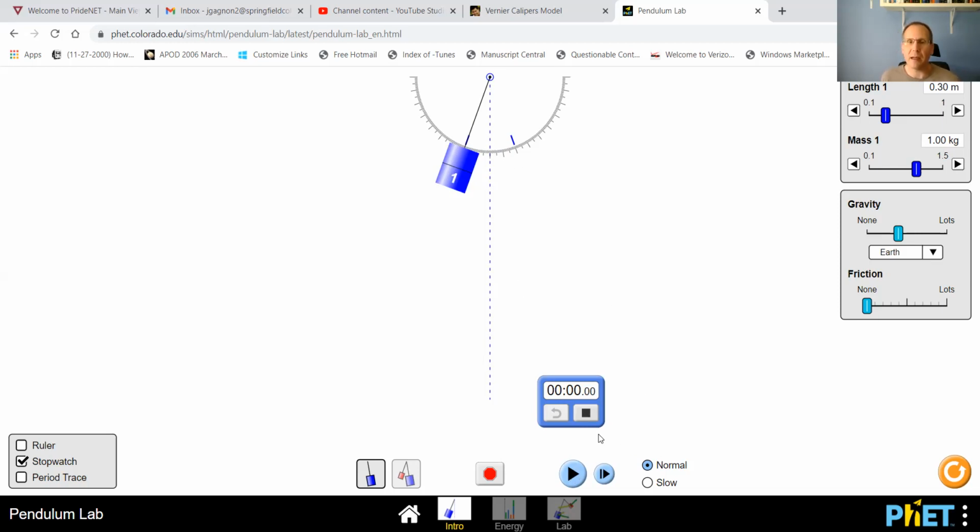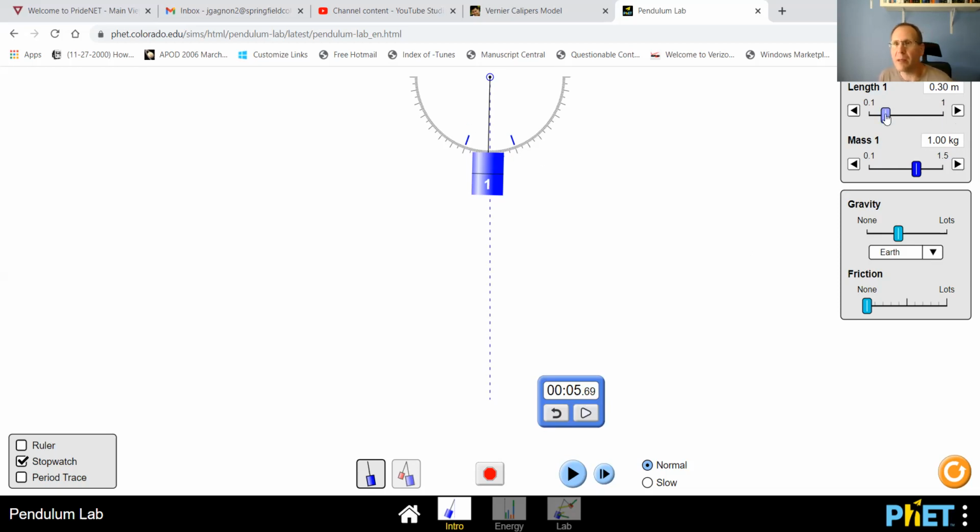So basically, I'm going to start it, and I'm going to stop the stopwatch when it hits 5, right? So I start it, 1, 2, 3, 4, 5. So hit stop. And now I know that when the length is 30 centimeters, the time for 5 oscillations is 5.69 seconds. Okay, and you're going to do this for all the different lengths.